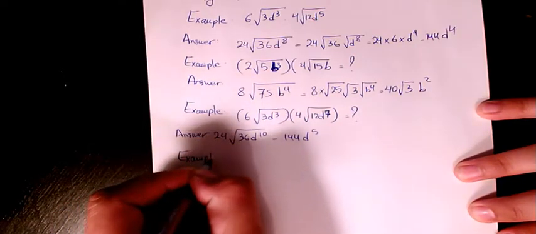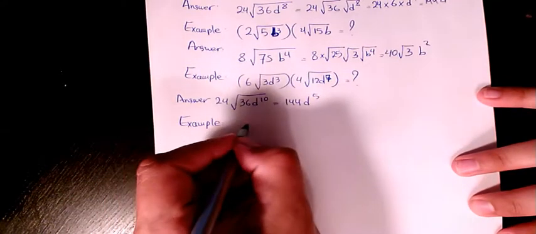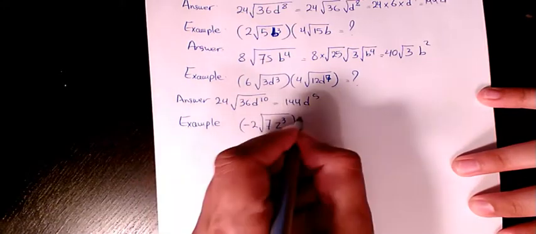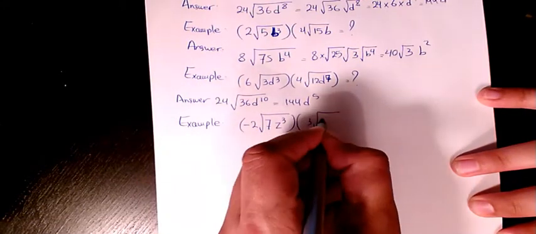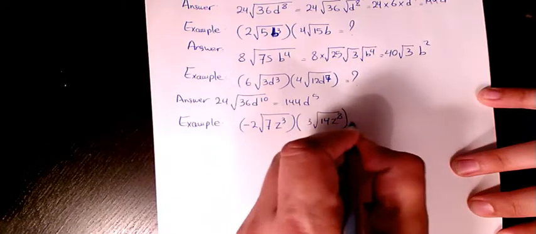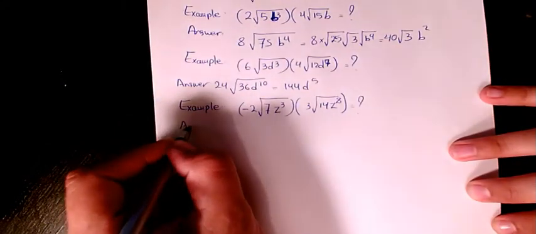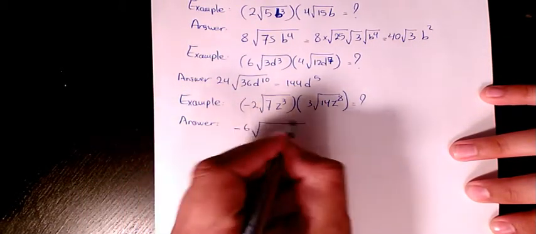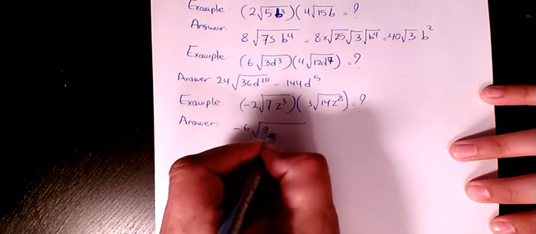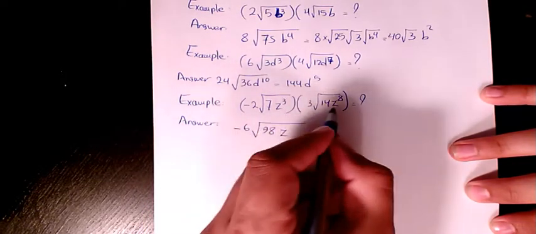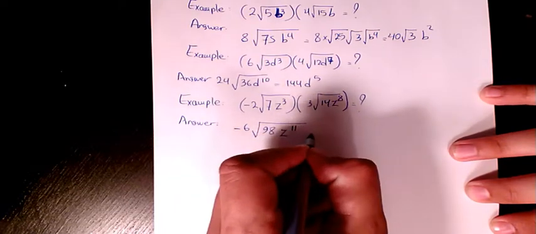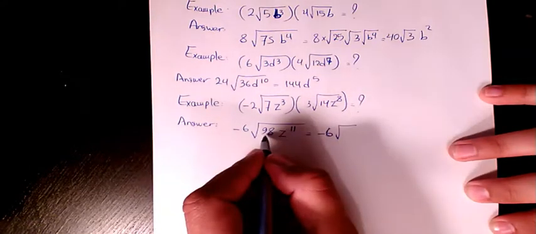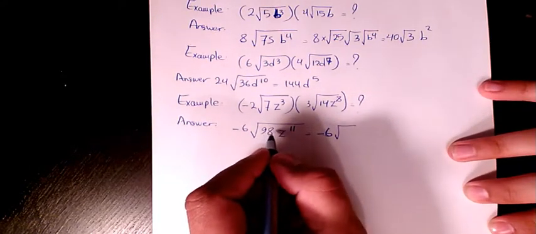Next example. Negative 2 root 7z cubed multiplied by 3 root 14 z to the power of 8. The answer is negative 2 times positive 3 is negative 6. 7 times 14 is 98. Z cubed times z to the power of 8 is z to the power of 11. So it's negative 6 root 98, and 98 is 49 times 2. 49 is a perfect square.